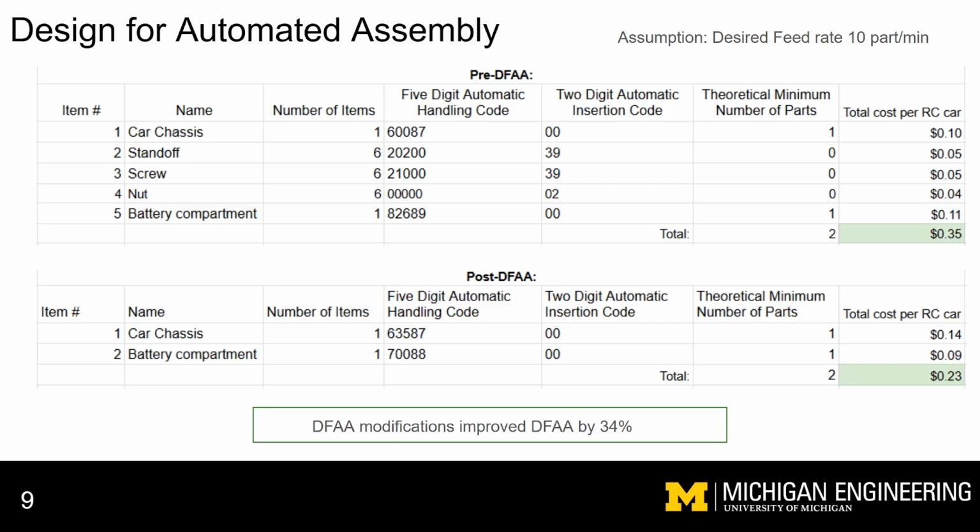of the fasteners, as noted in the previous slide. And also, since we increased symmetry of the battery compartment, we further reduced the cost of design for automated assembly. And therefore, all of this resulted with a 34% improvement. And of course, with the assumption that we made for the study of a desired feed rate of 10 parts per minute.